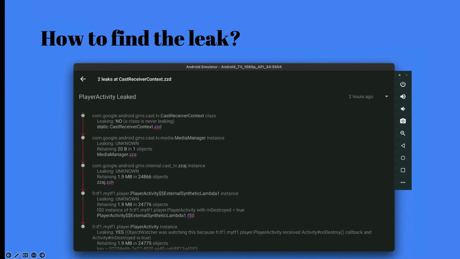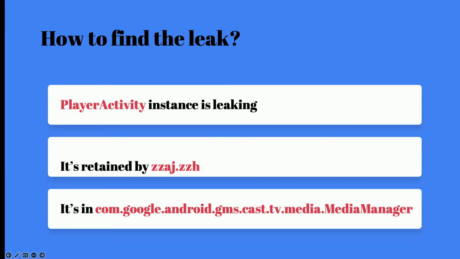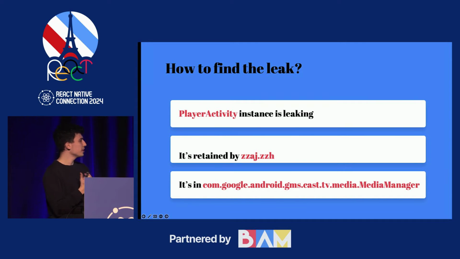So let's look at logs. You can find it in logcat or in a special LeakCanary activity. And we see a stack trace. It's small, but we will zoom after. We see which object is leaking, and all the references to this object are underlined. If we zoom in, we can see that the player activity is leaking, and it's retained by zzag.zzh.